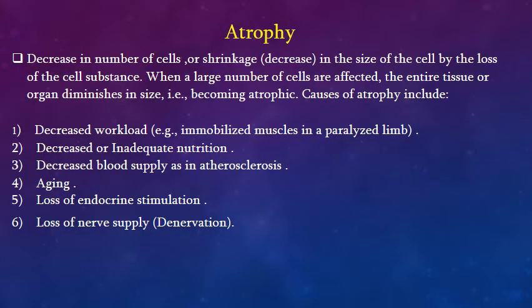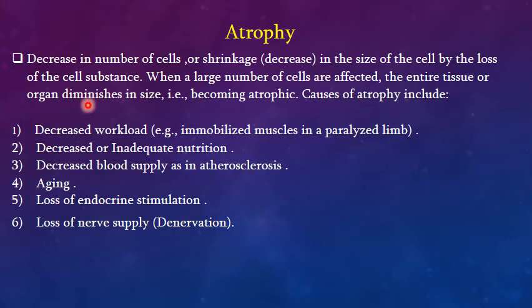Now we are coming to the other type of adaptation. It is atrophy, meaning diminished in size. It is a decrease in the number of the cells, shrinkage in the size of the cell by the loss of the cell substance. When a large number of cells are affected, the entire tissue or organ diminishes in size. It becomes atrophic. There are many causes of atrophy.